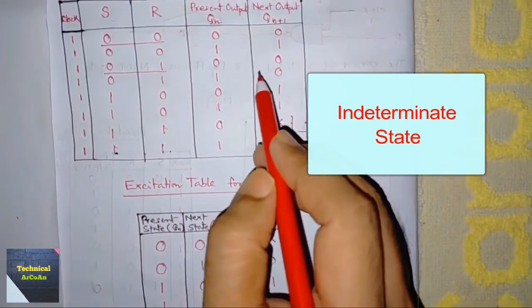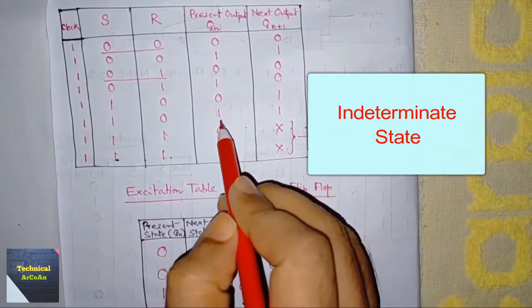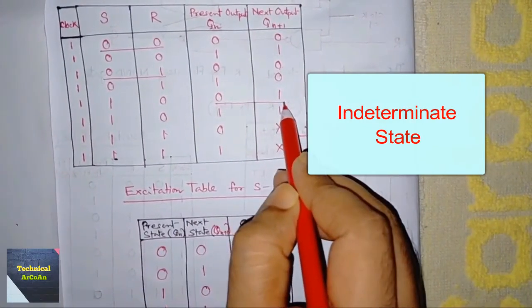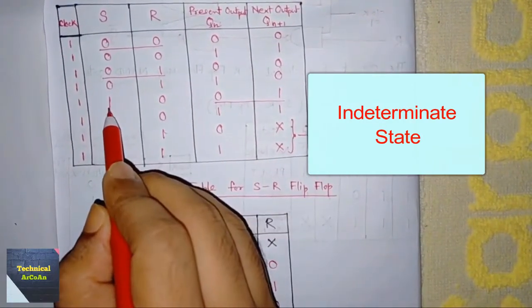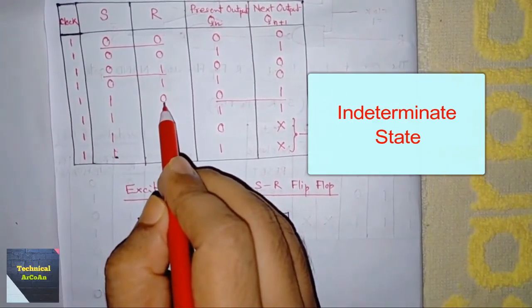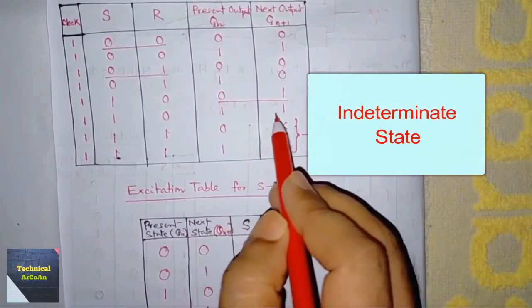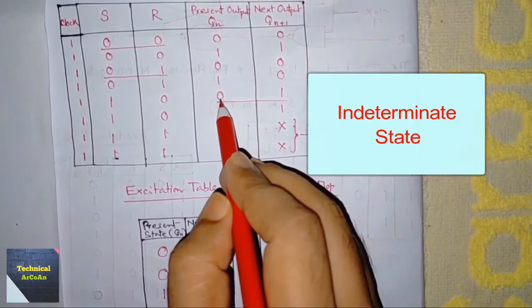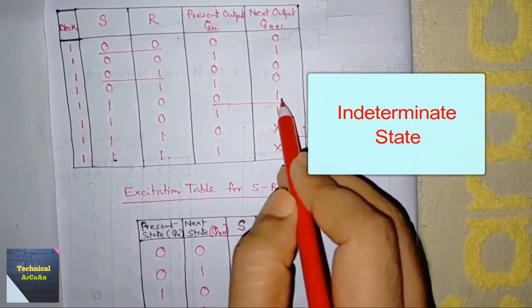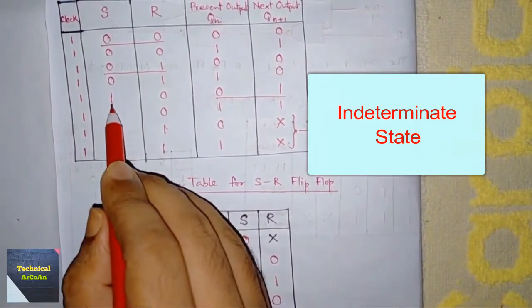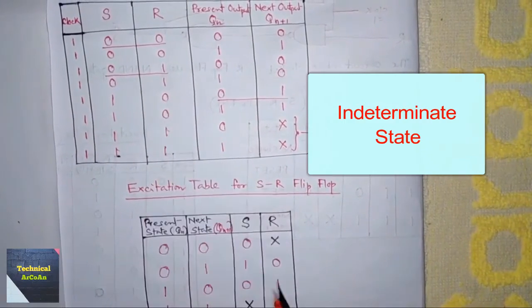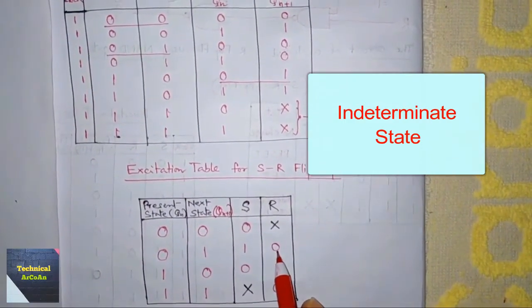Now for the next, 0 and 1. Here 0 and 1 is there only once. What are the SR values? S is 1 and R is 0, and there is no other 0 and 1 row. So the present output is 0 and the next output is 1. That means S is 1 and R will be 0.